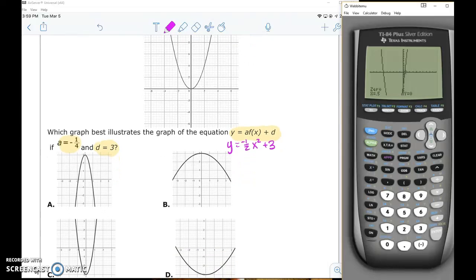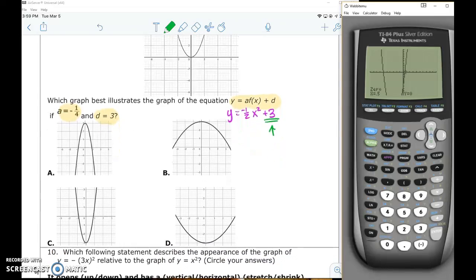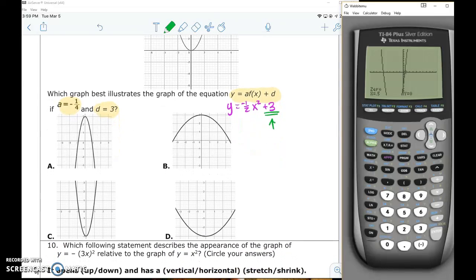If I think about what I know about transformations, the +3 means that my graph goes up 3. So just looking at that, I'm going to look for a graph that goes up 3. Choice A, 1, 2, 3. That looks good so far. Choice B, 1, 2, 3. C goes down 3, so our answer cannot be C. And D also goes down 3.